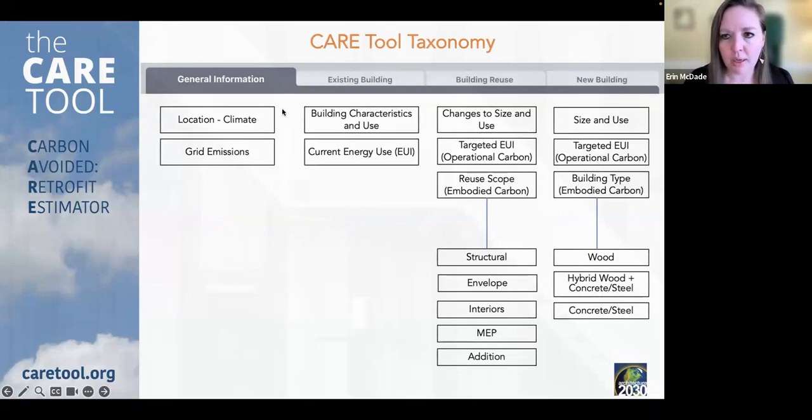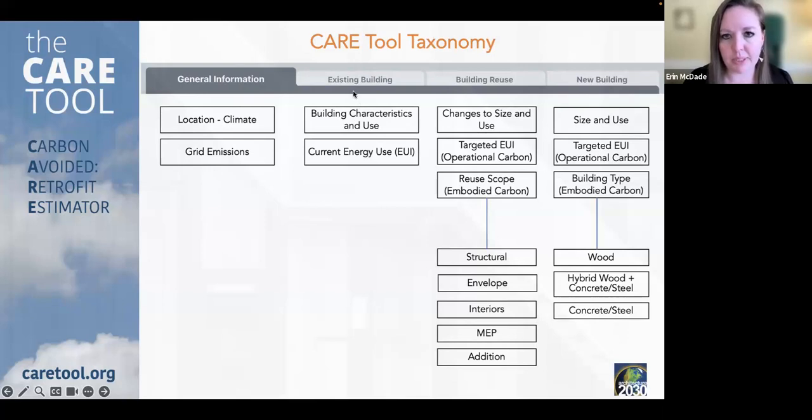But the tool comes in, it's on the homepage of caretool.org, and there are 4 different tabs with some basic information that you fill in, and you get outputs right away as soon as some of the information is inputted that are dynamic and update as you add more info. And on the general information tab, again, very high level information about the location and about grid emission scenarios. So this will help determine your energy use intensity and your operational emissions, et cetera.